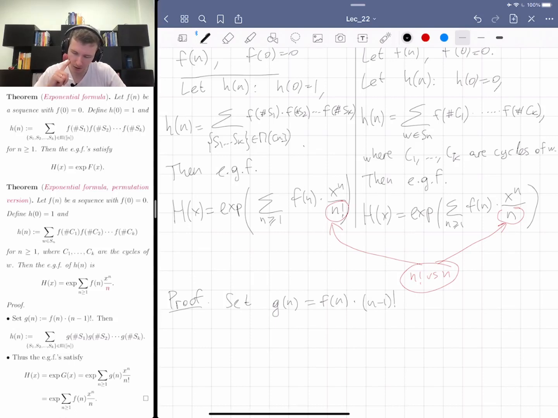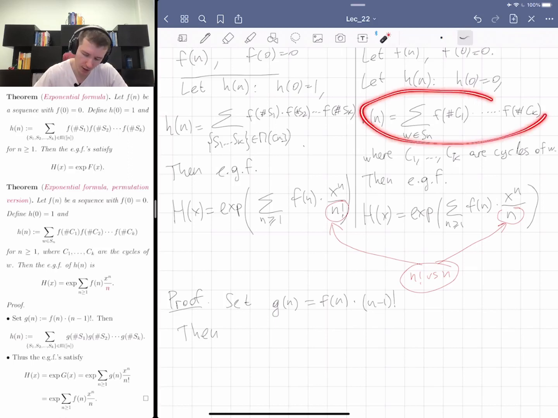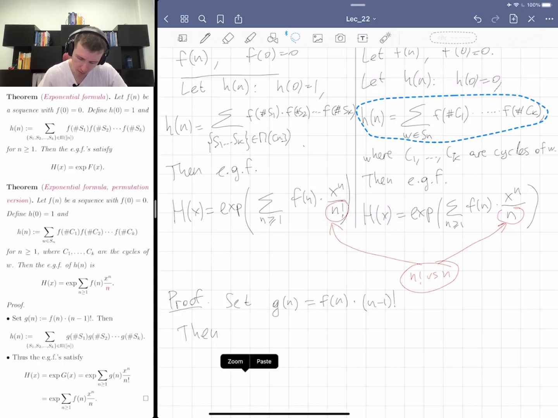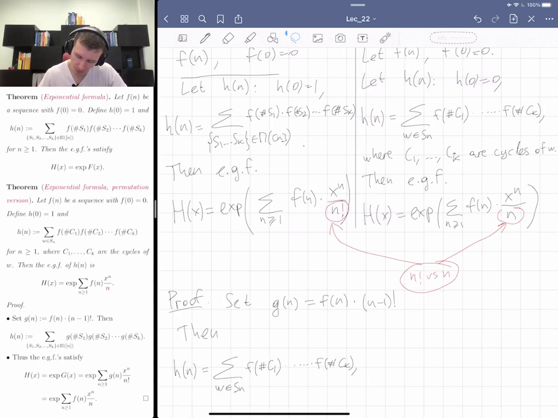Okay, so why is this nice? Well, the reason is that if I apply my definition here, h of n is given by this formula. But then these cycles form a set partition of bracket n. So if I just sum over the corresponding set partitions, S1 all the way up to Sk in pi of bracket n, then each set partition appears many times in this formula.